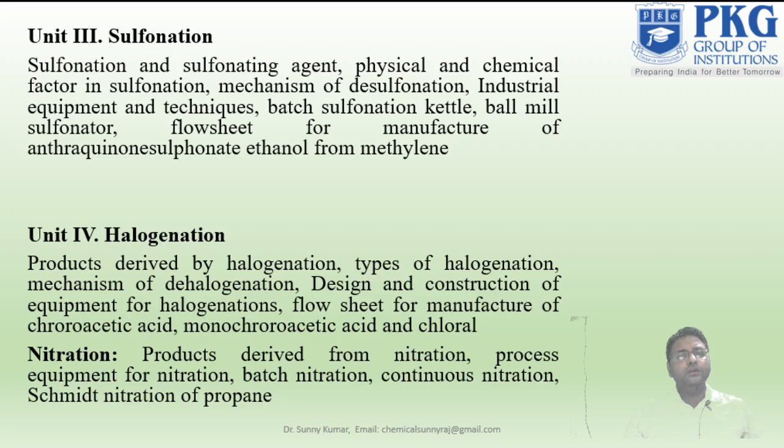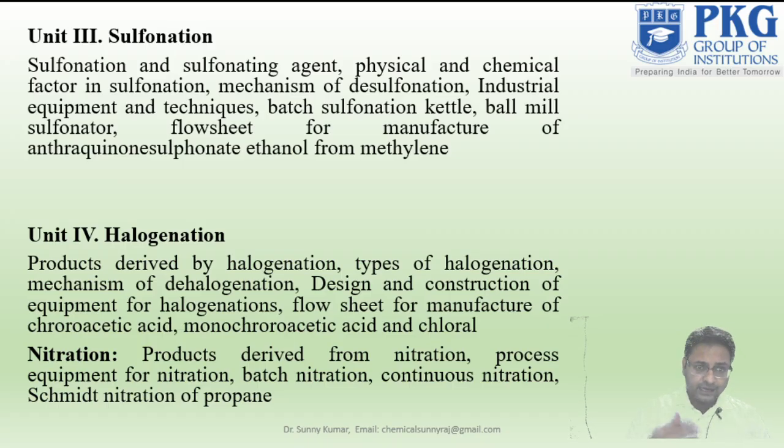And in unit 4 we will read about halogenation: products derived by halogenation, types of halogenation, mechanism of halogenation, design and construction of equipment for halogenation, and the flow sheet for the manufacture of chloroacetic acid, monochloroacetic acid, and chloral.